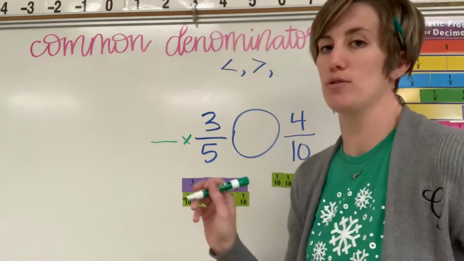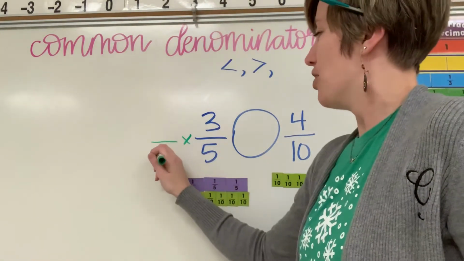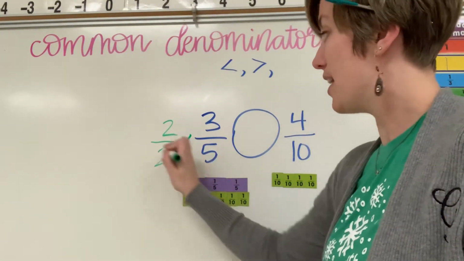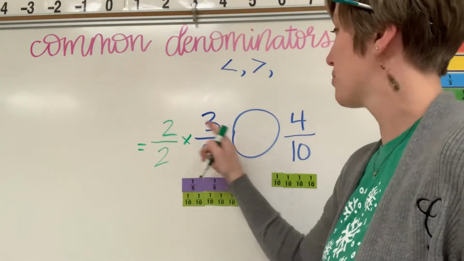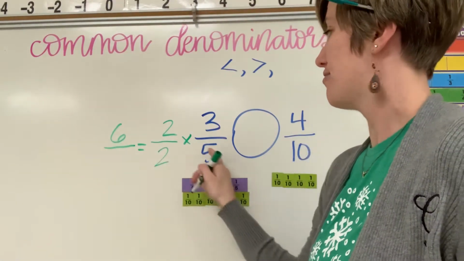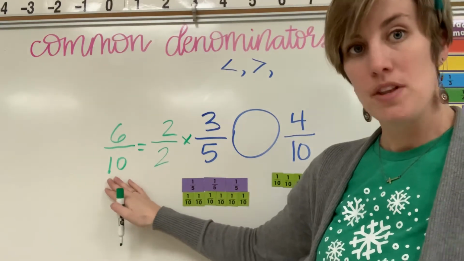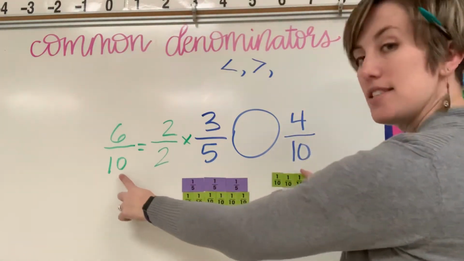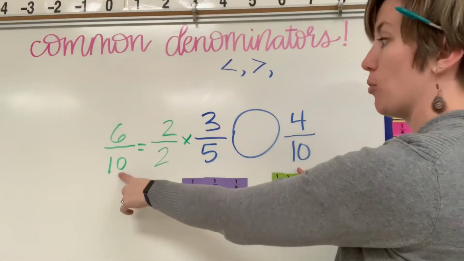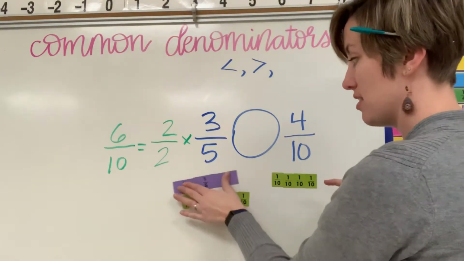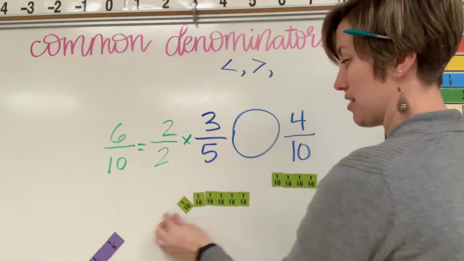See, I'm on a roll today, people. Just you wait. We're going to use a 2. Because if I use a 2, 3 times 2 is 6. 5 times 2 is 10. That gives me a new name that makes it very easy to see which one is bigger. Which one is bigger? 6/10? Now that I've given this a new name, I can get rid of these.